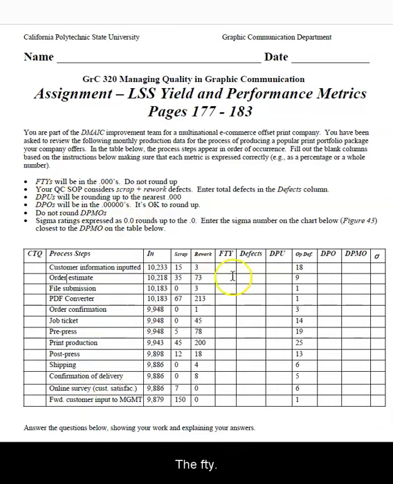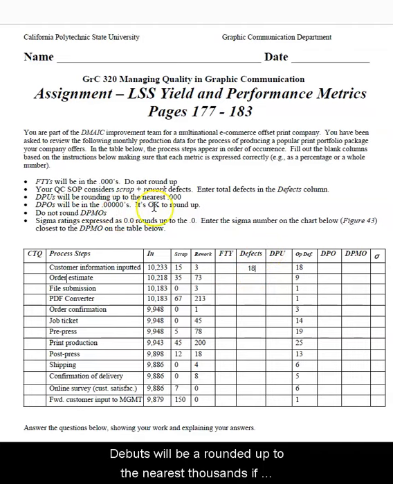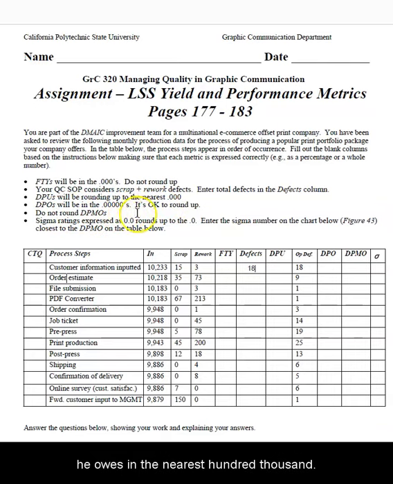The FTYs will be expressed in the thousands. Your QC SOP considers scrap plus rework defects. So if we add scrap plus rework, I can actually put down the number of defects. The DPUs will be rounded up to the nearest thousands, DPOs to the nearest 100,000s. It's okay to round up. Do not round, though, the DPMOs.